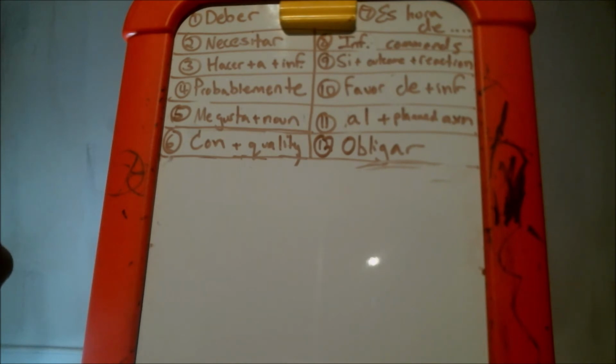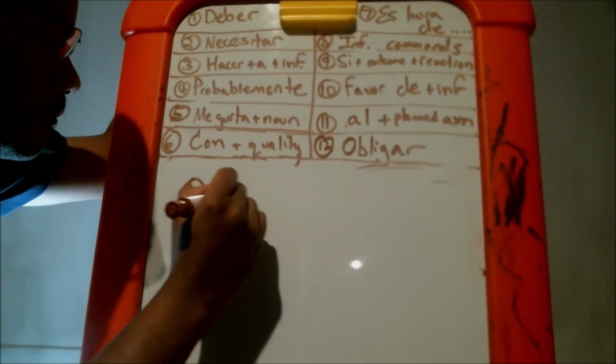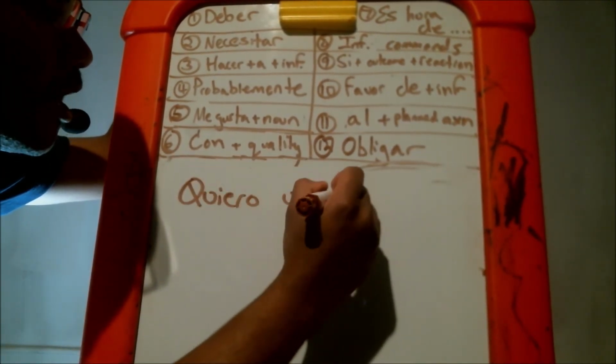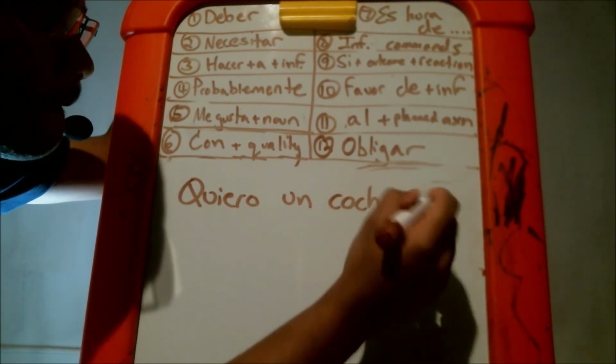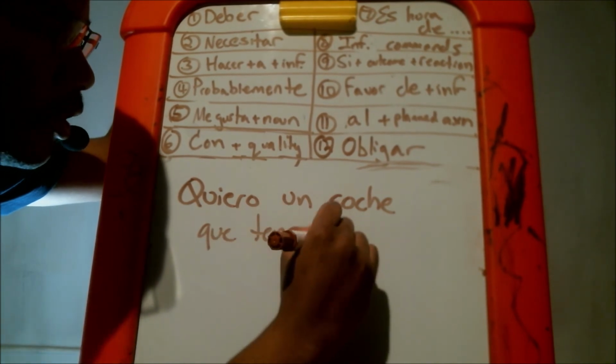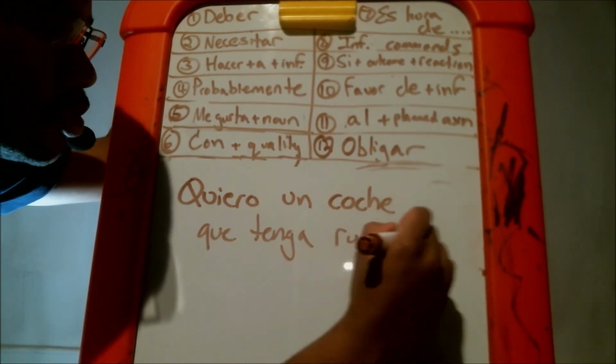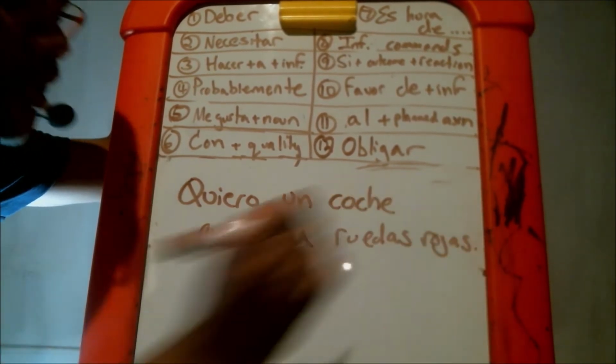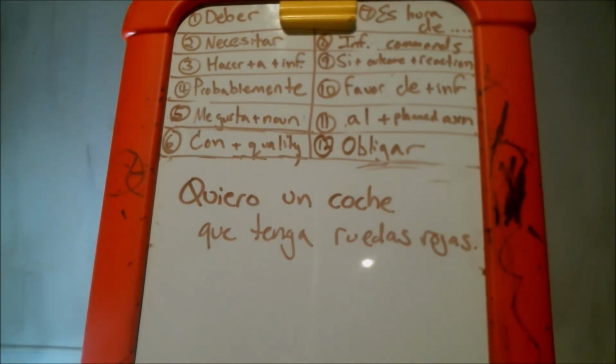You use the subjunctive when you fantasize about things you don't have yet. The thing you don't have yet, its verbs go in the subjunctive. Watch this. Quiero un coche que tenga ruedas rojas. Okay? Now, again, this is kind of an outlandish example, but here's the point.